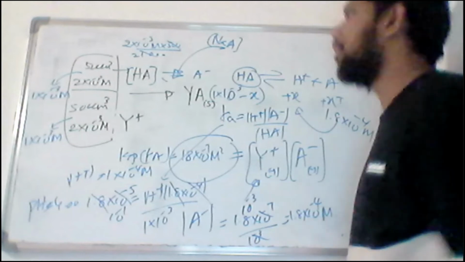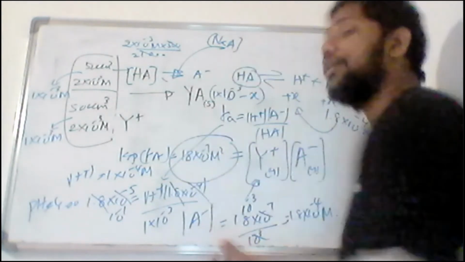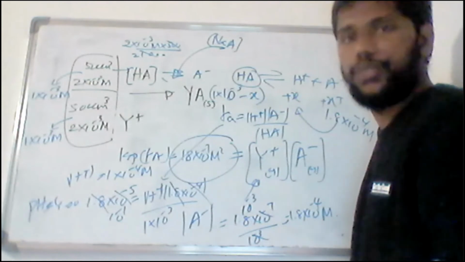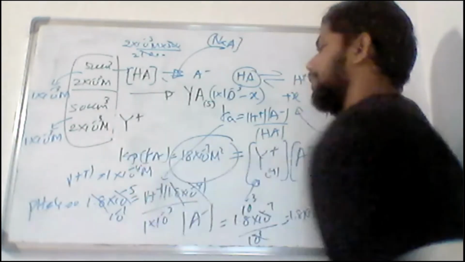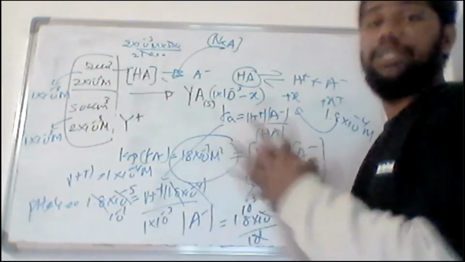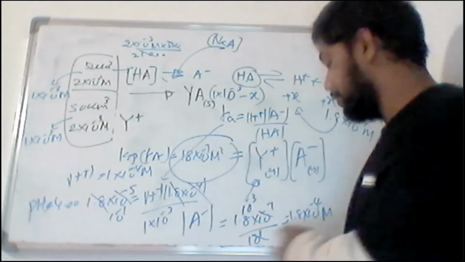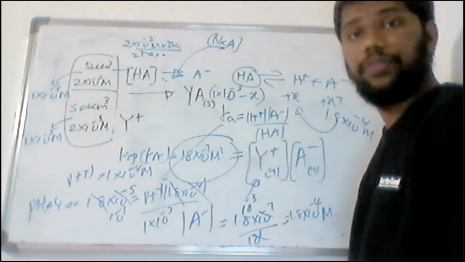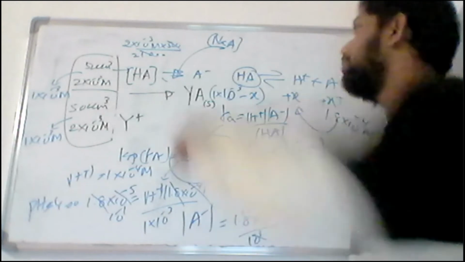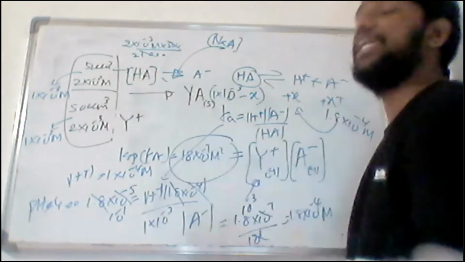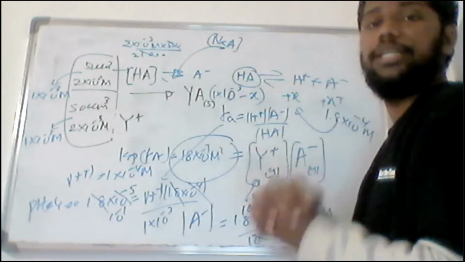So what is the idea? You first find the amount of A minus in the solution that is necessarily needed for this precipitation to happen. So for that, we use the Ksp expression with Y plus concentration that is calculated here after the mixing of this solution. And then you know the A minus concentration, which was 1.8 into 10 to the power minus 4. But how does this A minus form? Because of this mixing. So in the mixing procedure, for Y plus to get combined with A minus, this A minus should be given from this HA.